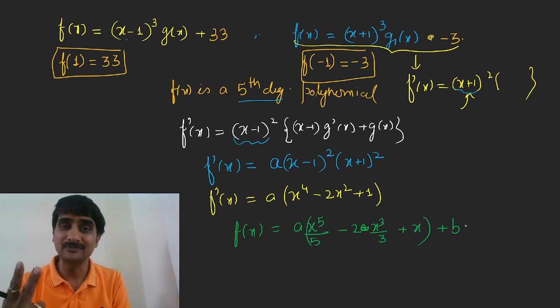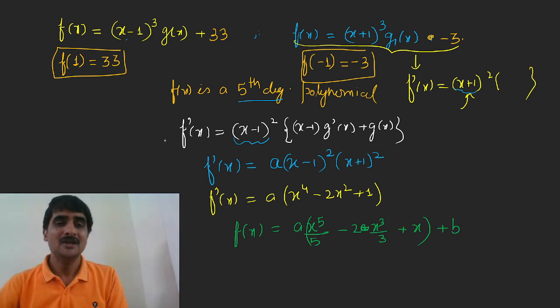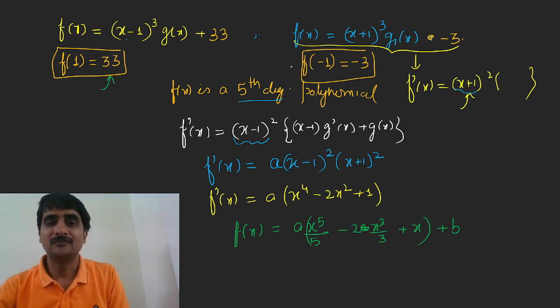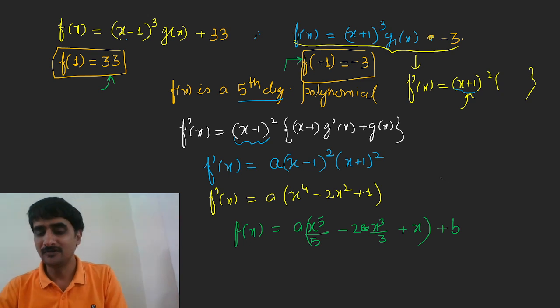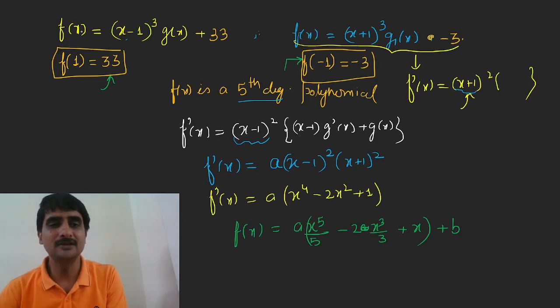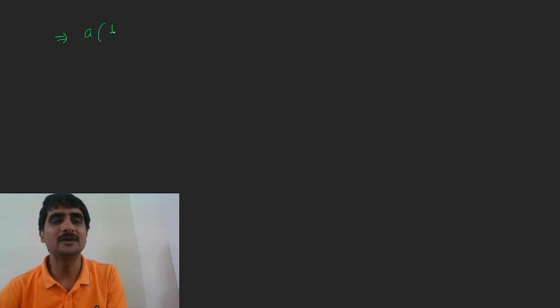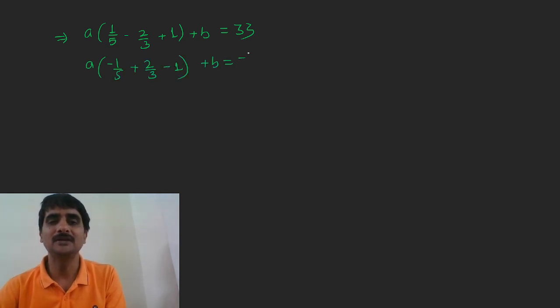Now we have two unknowns, a and b, and we have two values, one for 1 and another for minus 1. Now what does that mean? See, if I put 1 here, you will get a times (1 by 5 minus 2 by 3 plus 1) plus b, which is 33, and when we put minus 1 here, it will be a times (minus 1 by 5 plus 2 by 3 minus 1) plus b, which is minus 3. Isn't that so?